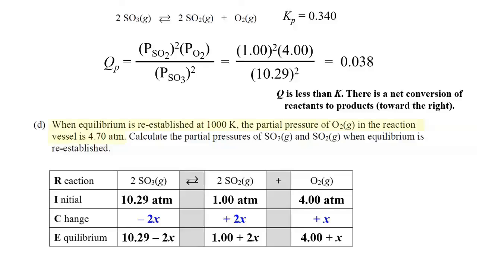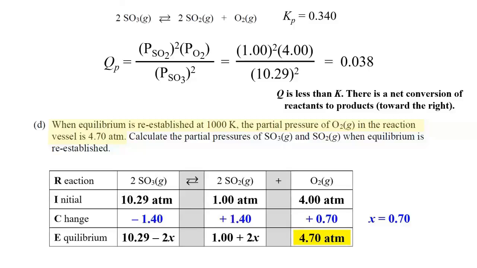But we already know from what they told us in part D that when this equilibrium has been reestablished, the pressure of O2 is 4.70 atmospheres. Let's place that number in the final row of the Rice table, so it goes right here. And of course, 4 plus 0.7 is 4.7. So if x is 0.7, that means that 2x would be 1.4. So the SO3 pressure has decreased by 1.4. The pressure of the SO2 has increased by 1.4. And of course, the pressure of the O2 increases by 0.7.